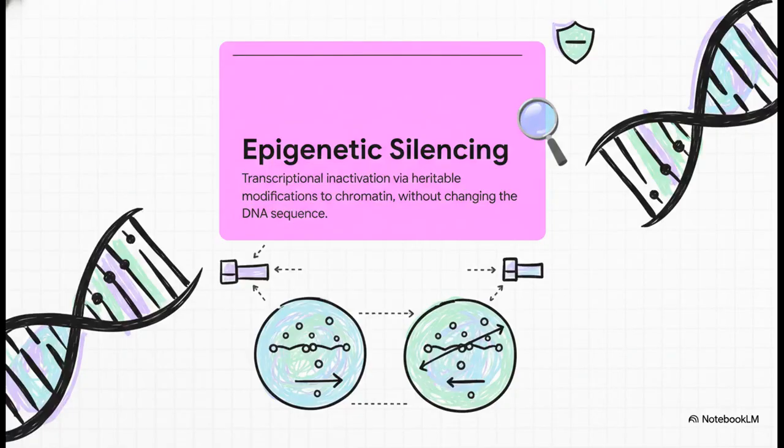The other pathway, epigenetic silencing, achieves inactivation differently. Here, the gene's DNA sequence is unchanged. Instead, modifications to the chromatin, like DNA methylation in the promoter region, lead to transcriptional inactivation. The gene is effectively turned off, and this silent state is heritable.